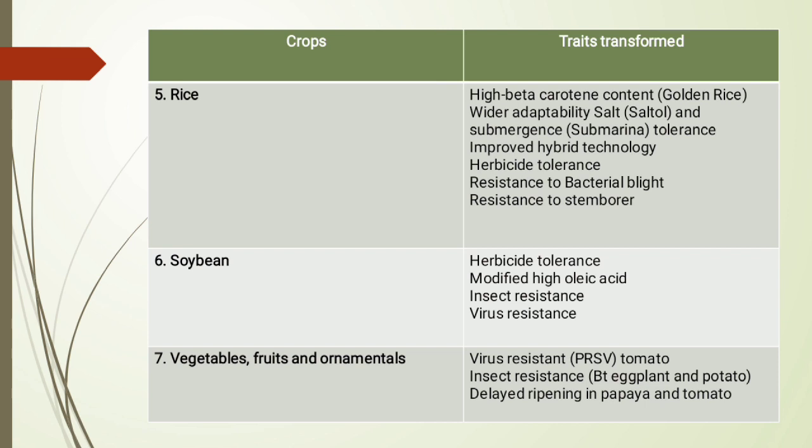Next crop is soybean. Traits transformed in soybean are herbicide tolerance, modified high oleic acid, insect resistance, and virus resistance. Next crops are vegetables, fruits, and ornamentals. Traits transformed in vegetables, fruits, and ornamentals are virus resistance or PRSV in papaya, insect resistance or Bt eggplant and potato, and delayed ripening in papaya and tomato.